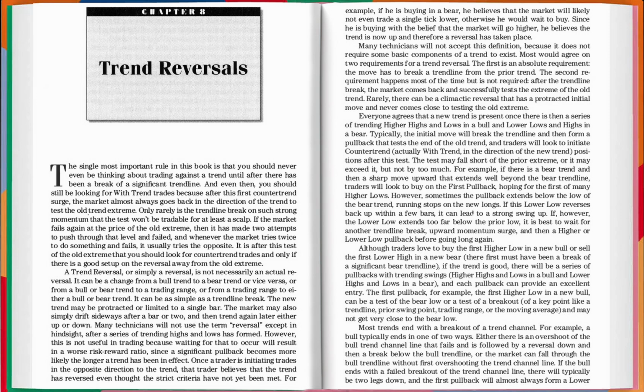Most would agree on two requirements for a trend reversal. The first is an absolute requirement: the move has to break a trend line from the prior trend. The second requirement happens most of the time but is not required. After the trend line break, the market comes back and successfully tests the extreme of the old trend. Rarely, there can be a climactic reversal that has a protracted initial move and never comes close to testing the old extreme. Everyone agrees that a new trend is present once there is then a series of trending higher highs and lows in a bull and lower lows and highs in a bear.